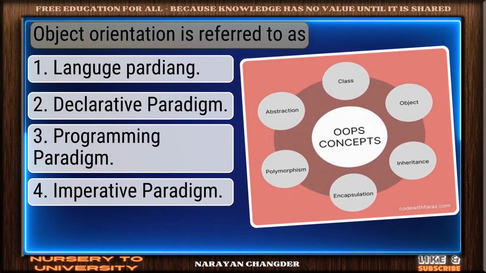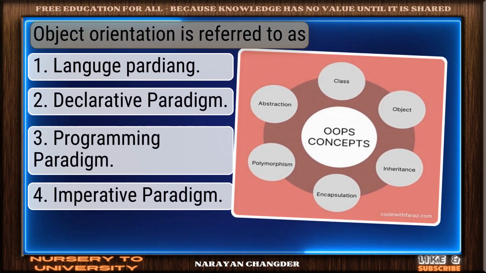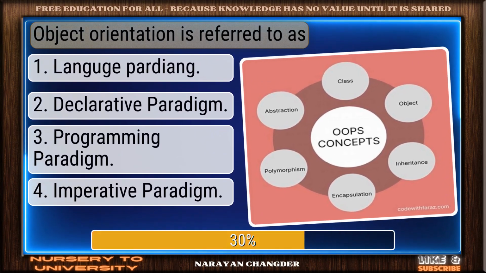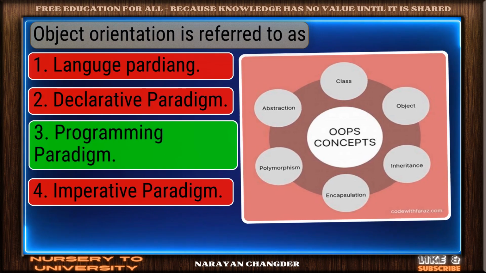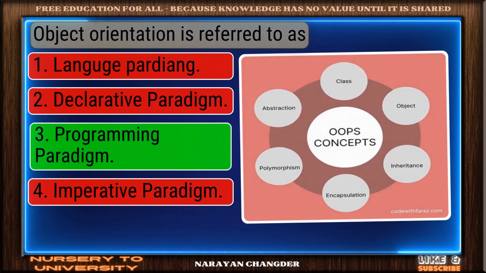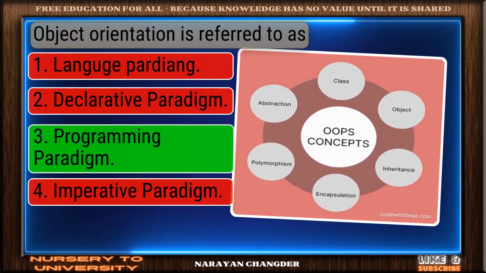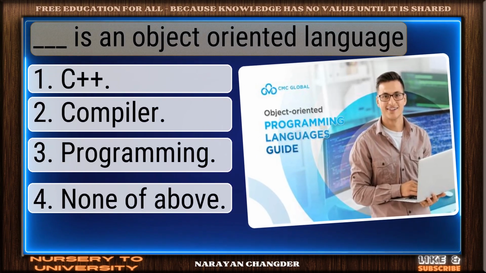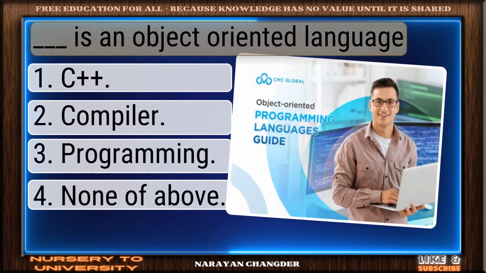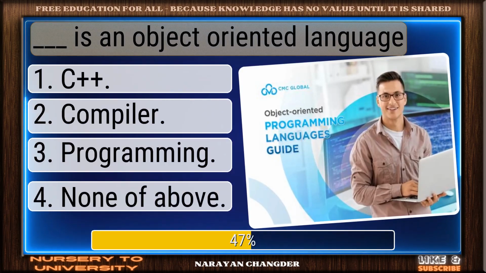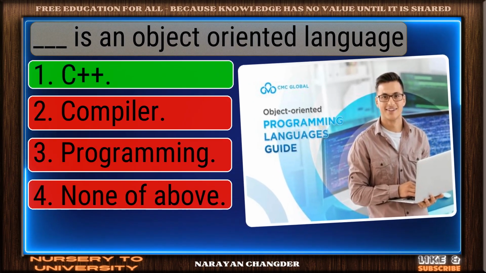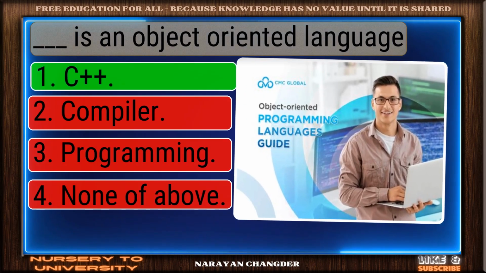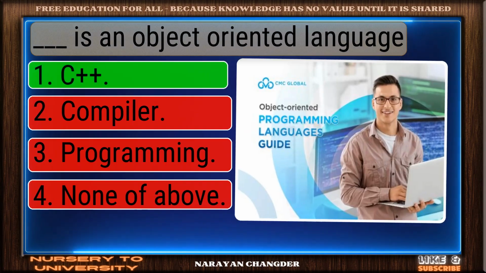Question number 50. Object orientation is referred to as. Correct response. Programming paradigm is the most accurate answer. Question number 51. Dash is an object-oriented language. Great thinking. C++ is the right choice.